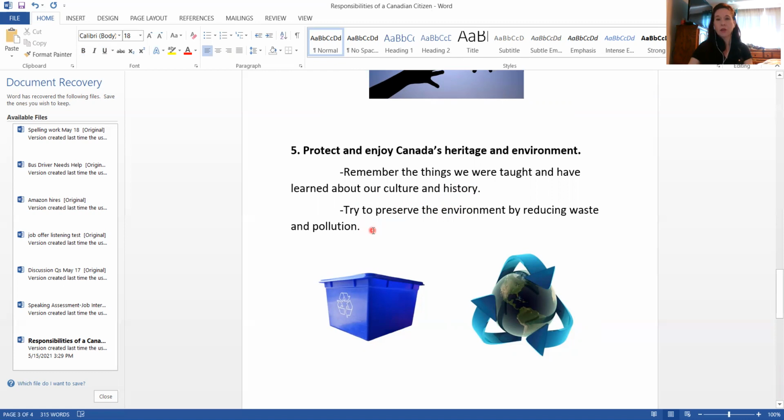We also need to try and preserve the environment by reducing waste and pollution. So in Canada, we enjoy clean air, clean water, and it's our responsibility to preserve that by not polluting our lakes, recycling anything that is recyclable, not throwing garbage outside, and working together to keep this a great place to live.